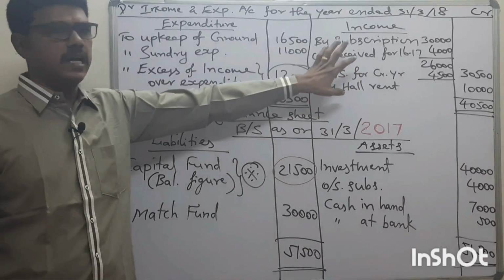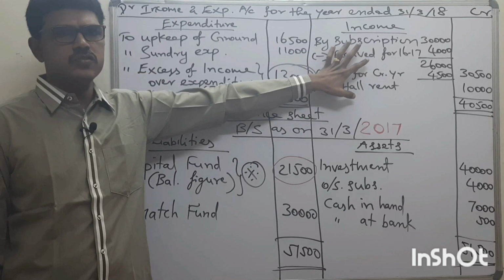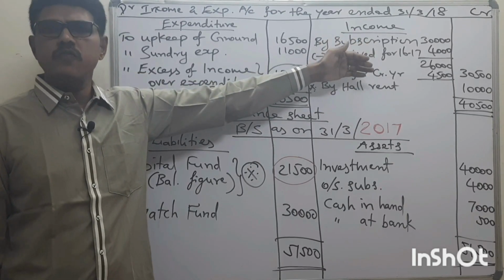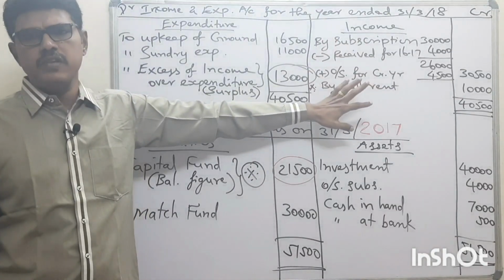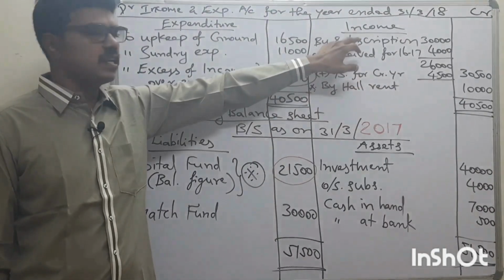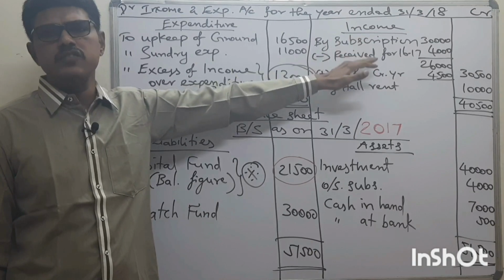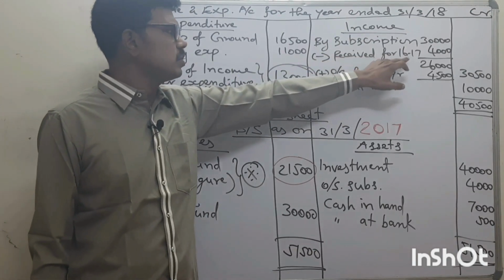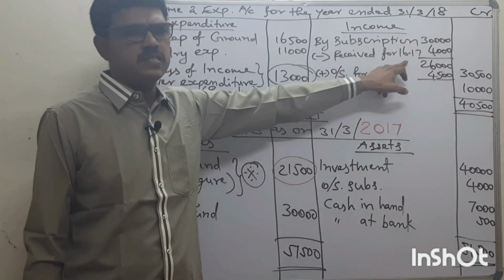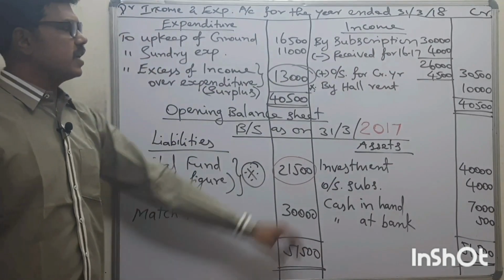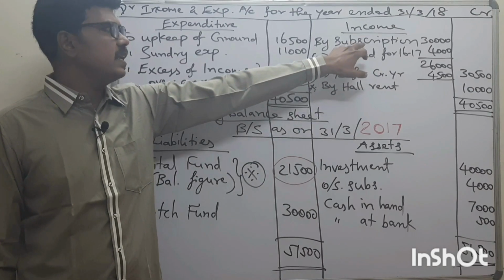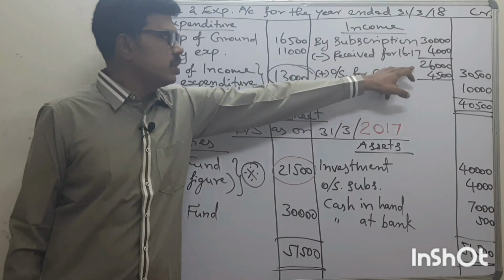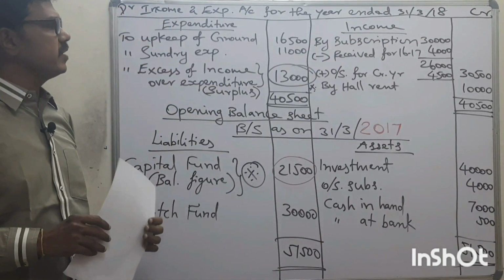If the amount is for the current year, then we should show the amount on the income side. If it is not related to the current year, it may be for the previous year or for the subsequent year, then if the amount is included in the current year subscription, it should be subtracted. Be clear here. Subscription received for 2016-17, 4,000 rupees, was added, but it is for the previous year. This should be subtracted from the amount. Right, 30 minus 4, 26,000.